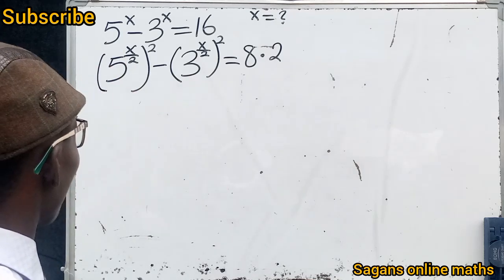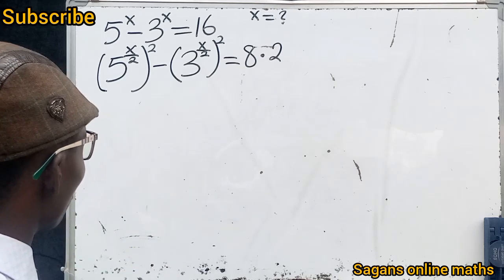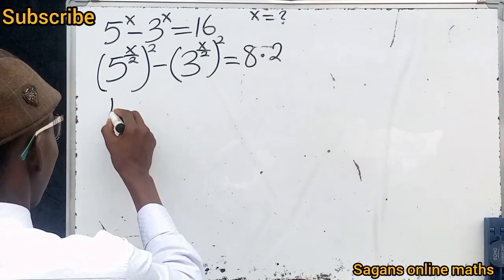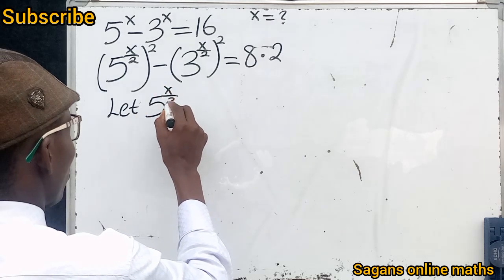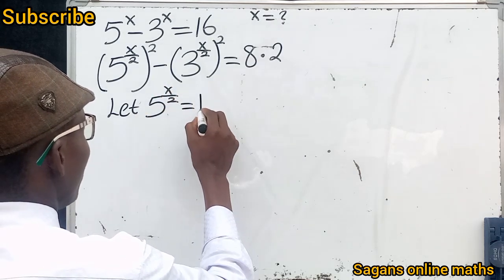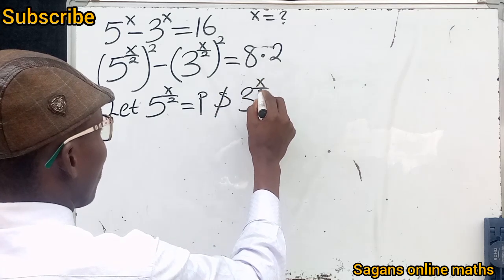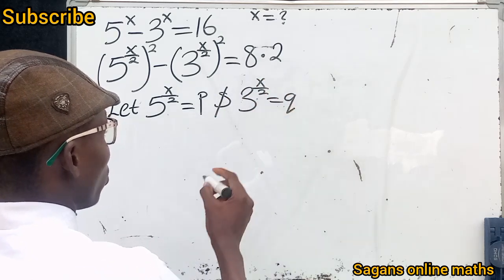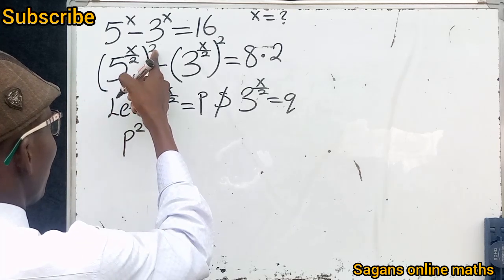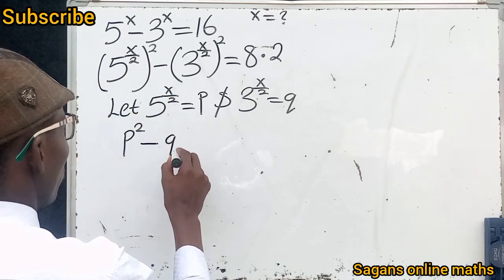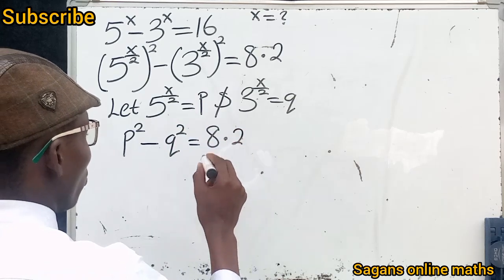Now what are we going to do? Consider from here we are having a difference of two squares. But before we do that, let 5 raised to the power of x divided by 2 equal p, and 3 raised to the power of x divided by 2 equal q. So now this is p squared, because the whole of this is now p, so we are having p squared minus q squared equals 8 multiplied by 2.